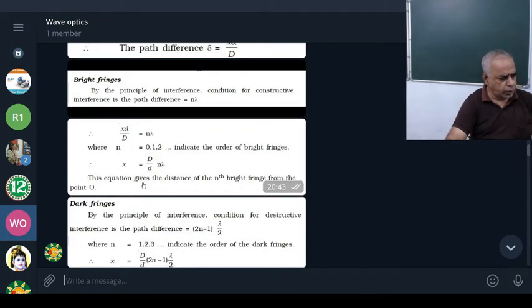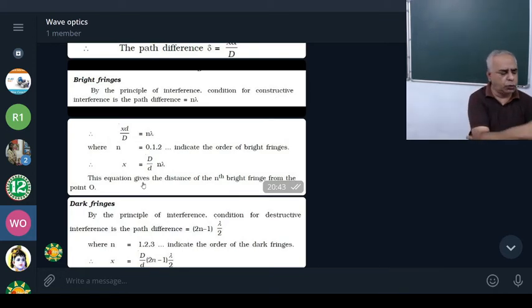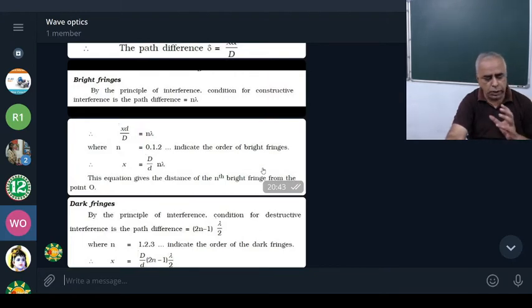For bright fringes, n is the order, so 0, 1, 2, 3, 4, etc. So that indicates the order of bright fringes. So we can put xd by D is equal to n lambda. Therefore x is equal to D by d into n lambda. So this equation gives the distance of the nth fringe from the point O.